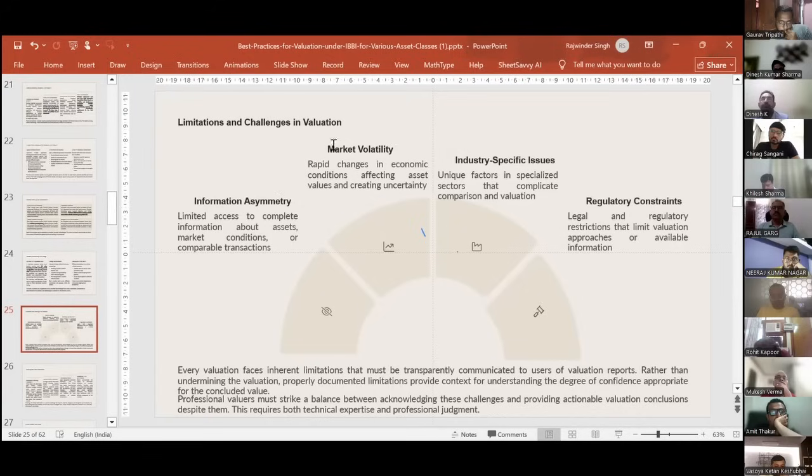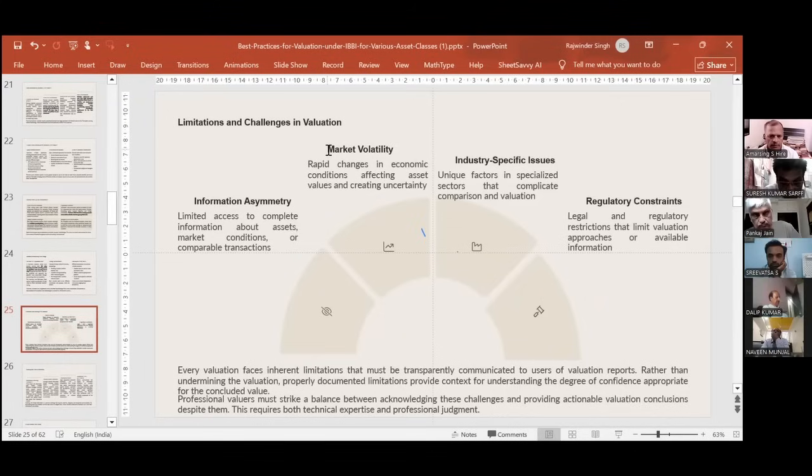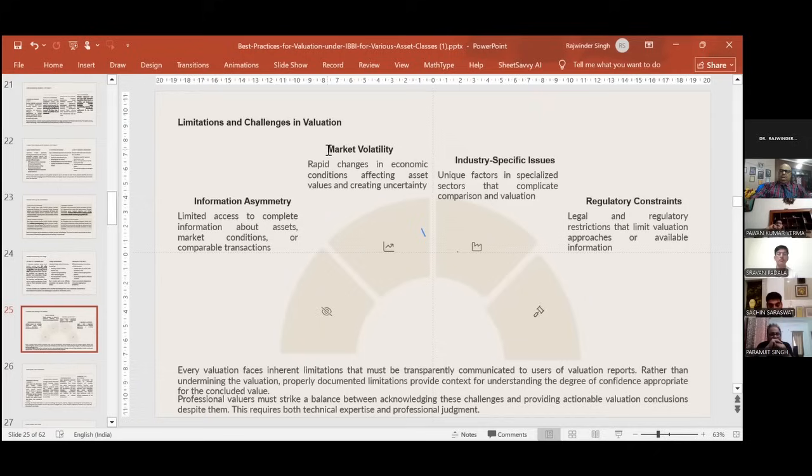Then market volatility, conditions affecting the asset values and creating uncertainty. And then each industry has its own specific issues, unique factors in specialized sectors that complicate the comparison and valuation. And the fourth thing is regulatory constraints. Legal and regulatory restrictions may limit the valuation approaches or available information.